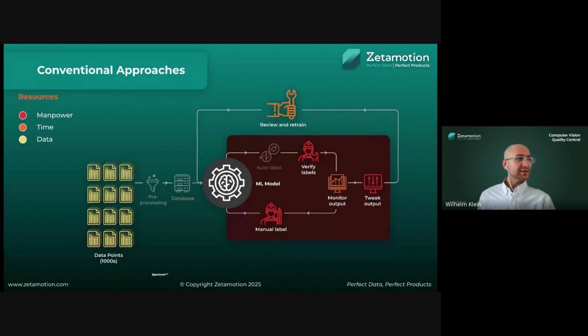This is the kind of diagram that you will see in a lot of these platforms. Some training data, some labeling, some review, retraining, and so on. And then easily you get out a nice AI model that can do your inspection. But hidden in this are again these three resources that it is very hungry for. Lots and lots of time, lots and lots of manpower, and lots and lots of data is required.